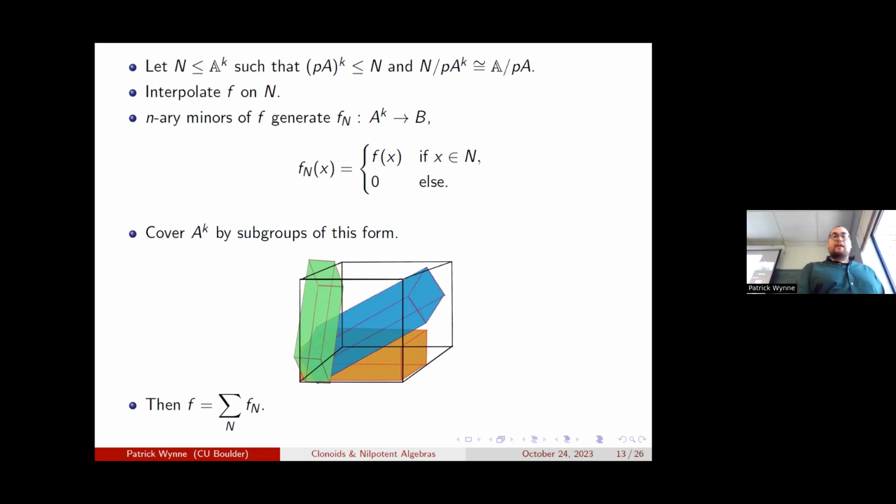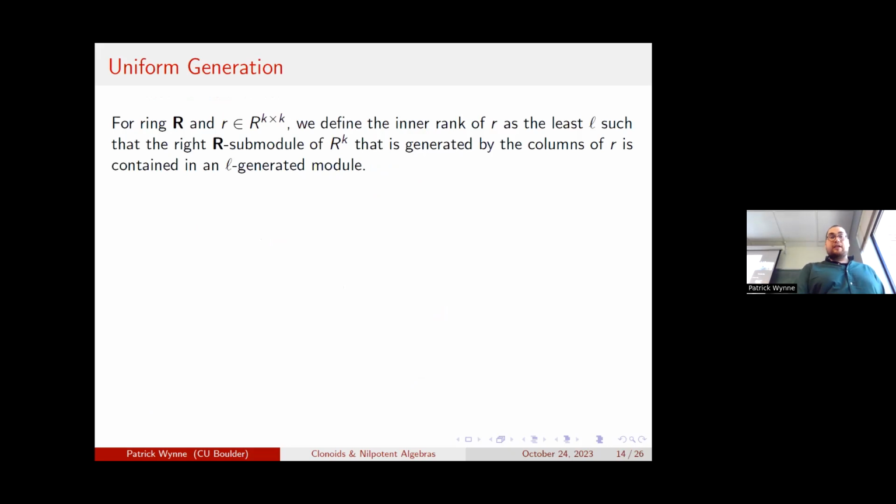And just like before, we get this nice generalized linearity condition. So first, maybe I'll just mention, we define the rank of a matrix over an arbitrary ring as the least L such that the columns generate a submodule which is L-generated. So this is, of course, just our normal notion of rank if R is a field.